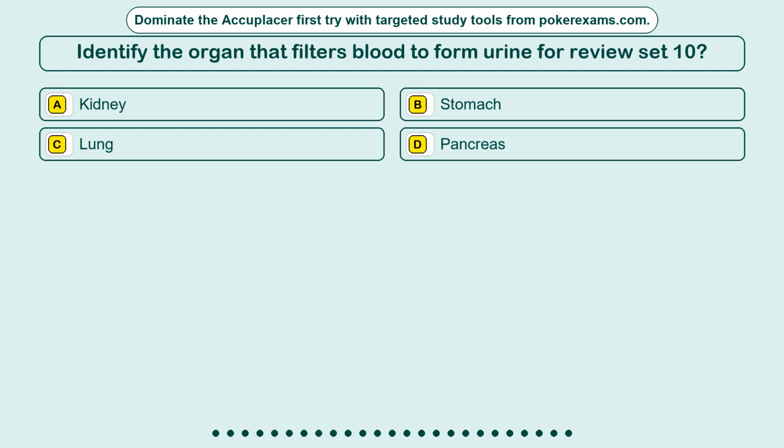Question 24. Identify the organ that filters blood to form urine for review set 10. Option A, kidney. Option B, stomach. Option C, the lung. Option D, pancreas.